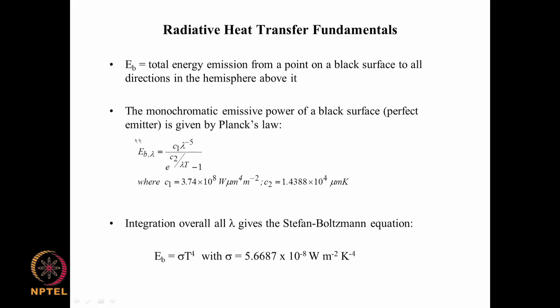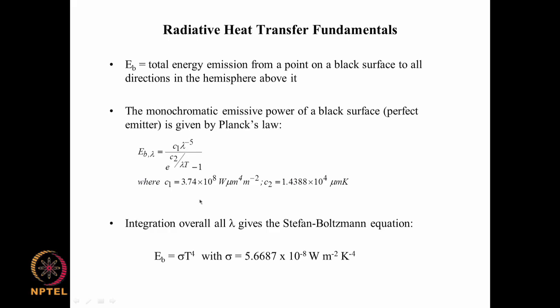Every hot body emits radiation according to Planck's law, where EB is the total energy emission from a point on a black surface to all directions within the hemisphere above it, and so the monochromatic, that is at a given wavelength, emissive power of a black surface, or that of a perfect emitter, these are all radiation heat transfer jargon, is given by Planck's law, where you have two constants with huge numbers, but you have lambdas which are in microns.